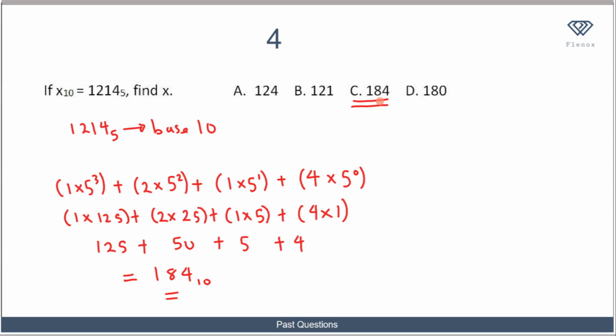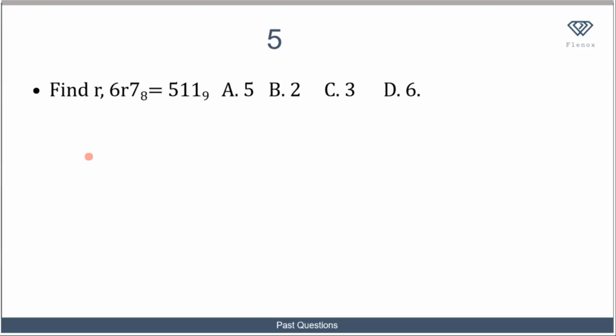Now let's move on to the final question we are going to try to solve. Here we are told to find R, given that 6R7 base 8 is equal to 511 base 9. This is a classical JAMB question which requires you to think about how you can tackle it. The thing with JAMB questions is that you know the tools, it's just about applying them in the right way so you can get an answer.